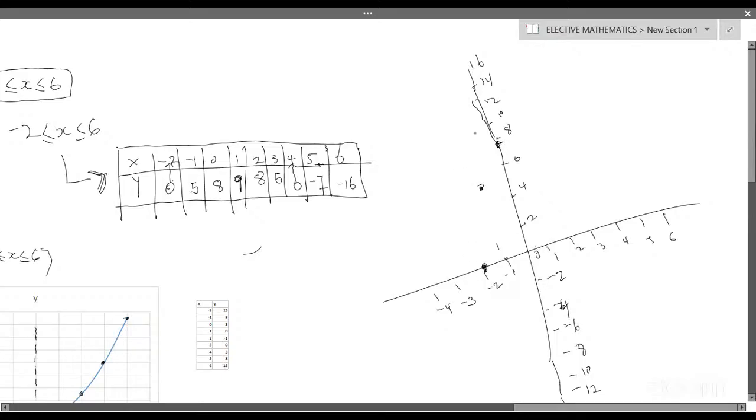So you see that the shape is becoming an N shape, as we said. When x was 1, y was 9. So it will be somewhere here. When x was 2, y was 8, so we'll come back here again. When x was 3, y was 5. It will be somewhere around here. When x was 4, y was 0. Somewhere around here. When x was 5, it was -7. When x was 6, it was -16. So I'm expecting your graph to be something like this.